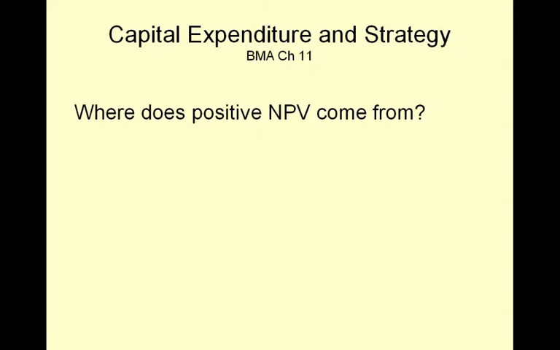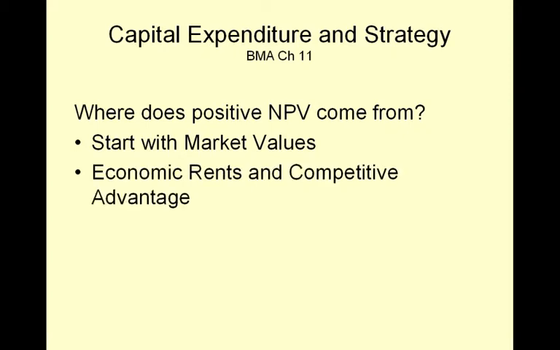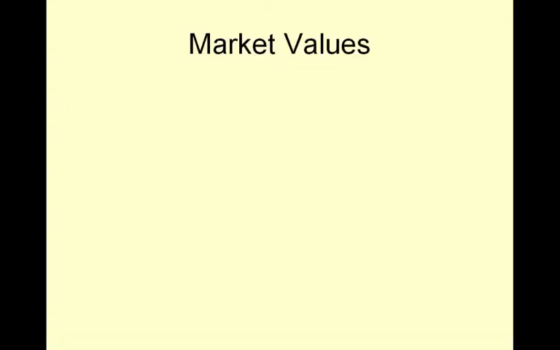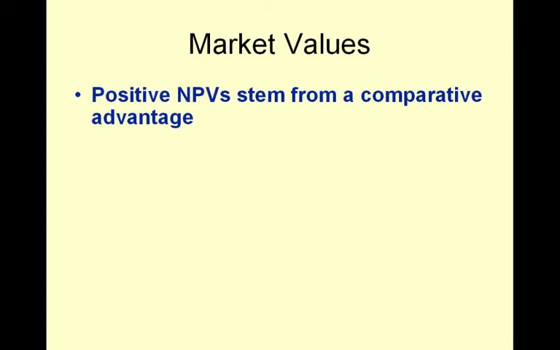In doing so, we're going to start with a focus on market values and then describe economic rents and the effect of competitive advantage. The first point is that positive net present values stem from a competitive advantage that the firm has in the market.